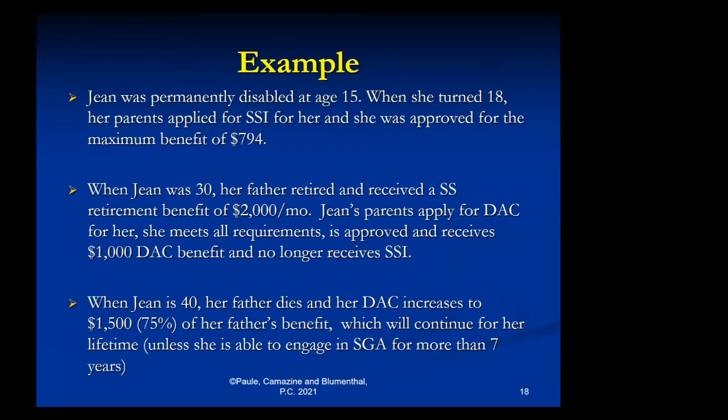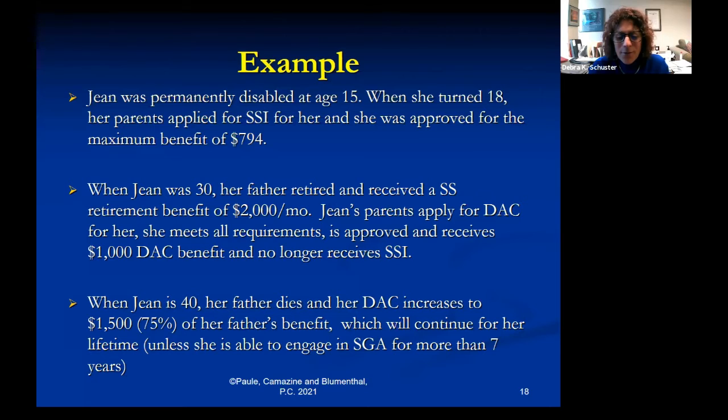Now, what if there are two children involved in the process of retirement? Like if there were two Jeans. There should not be a problem. If they're both disabled before age 22, they can both receive disabled adult child benefits. We'll talk about in a minute a maximum family amount of benefit that can be received from Social Security. But two children can still receive disabled adult child benefits in the same family.